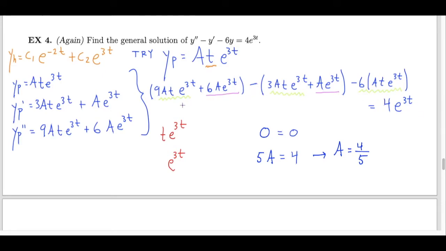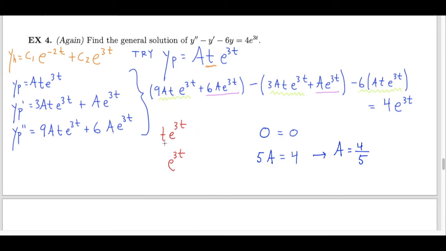And then the two types of terms that I have in this equation are t e to the 3t terms. I've undersquiggled those in this greenish color. And then I also have just a constant times e to the 3t. Those I've underlined in pink. When I set like coefficients equal, it'll be the coefficients on those two types of terms that determine the resulting equations.